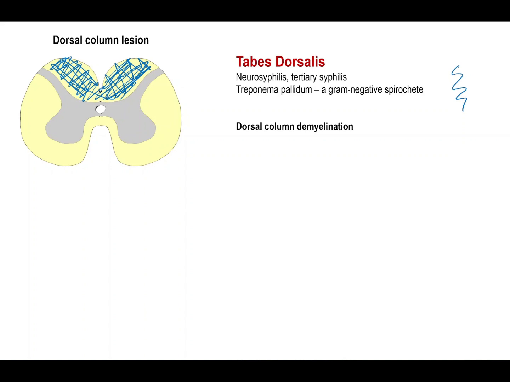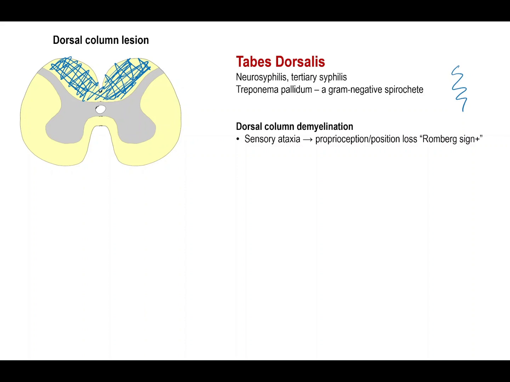Dorsal column demyelination or degeneration is the end result of tertiary syphilis. So what happens? Since we have memorized that the dorsal column is responsible for sensing position, vibration, and touch, those functionalities will be lost. So there will be loss of proprioception, meaning sensing position in space. This could result in sensory ataxia.